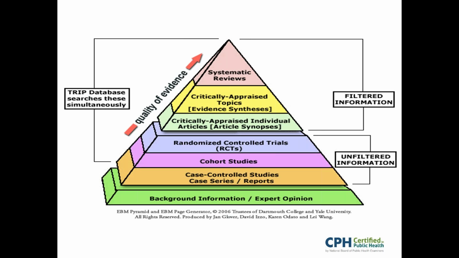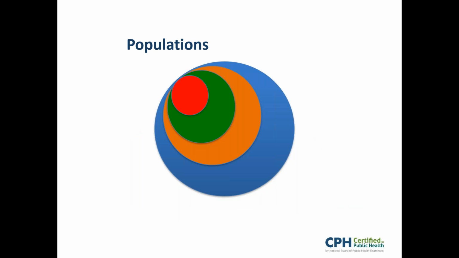So starting at the bottom of this pyramid and moving up, going from expert opinion to randomized controlled trial, this follows the direction of the level of evidence we have about particular health topics, with the randomized controlled trial considered the gold standard for epidemiologic studies. Next slide, please.